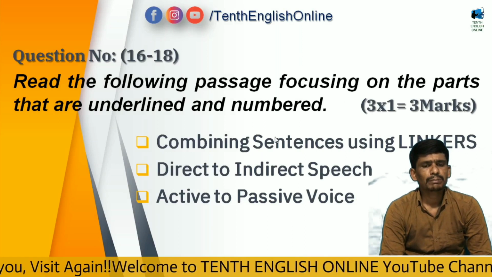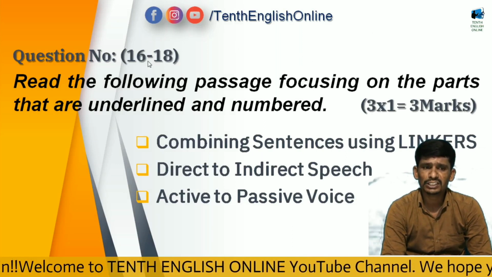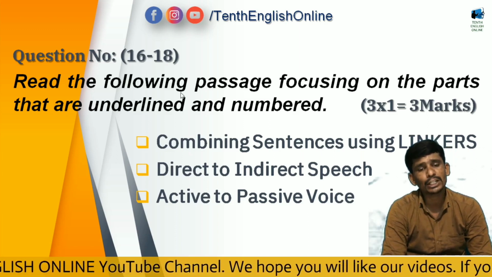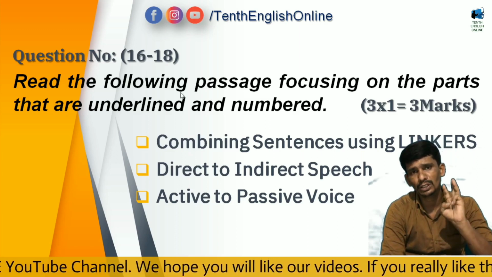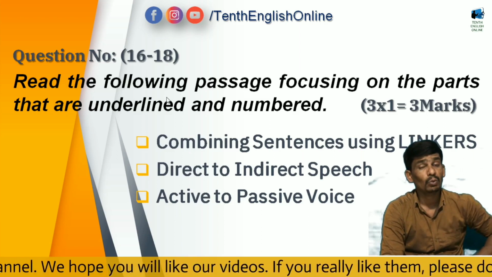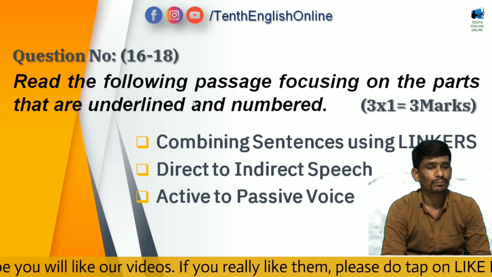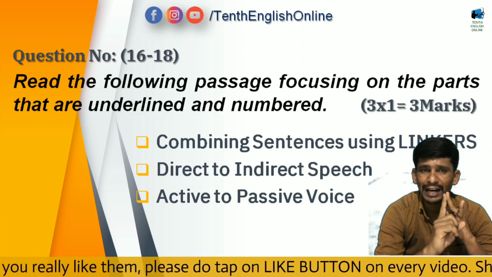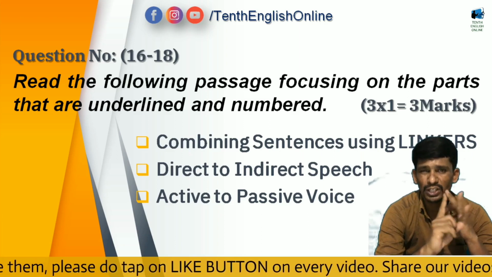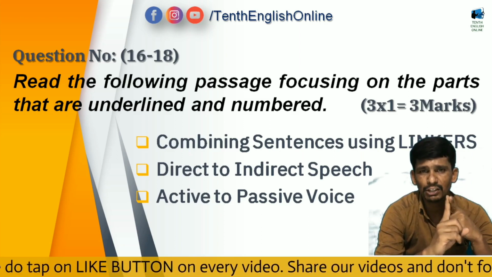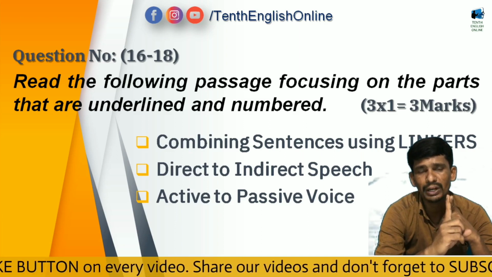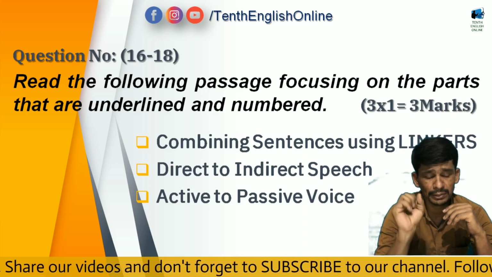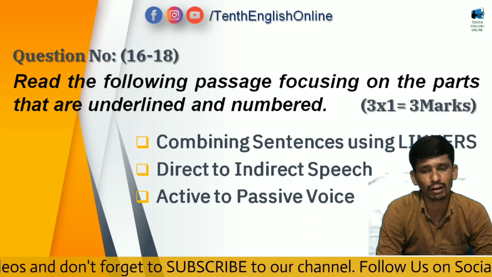The first bit in section B starts with question number 16, 17, 18, the three questions. Each question carries 1 mark, so together 3 marks. What kind of questions come under this bit? Indirect and direct speeches, active and passive voices, question tags, combining sentences with linkers like conjunctions, etc. Only three will come, right? So I will give you one sample paragraph.